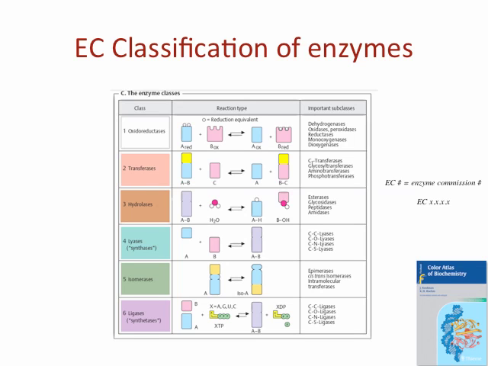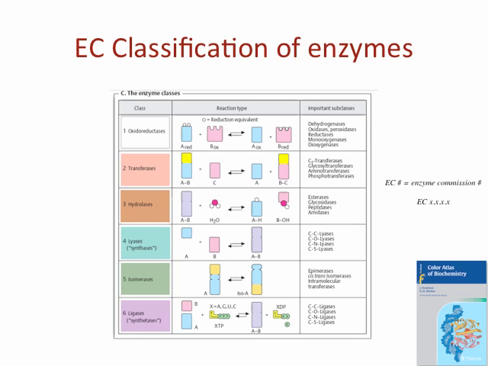Hydrolases are enzymes that break bonds, ester bonds, peptide bonds, other bonds, where a water reacts with a bond and breaks a compound into two. A lyase, in row 4, is an enzyme that takes two moieties, A and B, and glues them together.